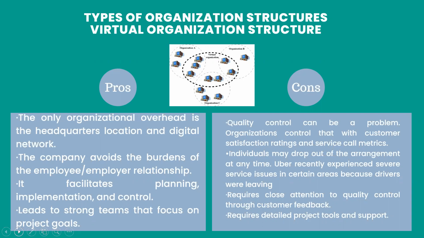So for instance, a virtual organization like the CNFO only has a small headquarters, 2 staff, and the burden of employer-employee relationship only rests with those 2. But we use people from all over the network to do things. Like the chief is in Barbados now doing some stuff. So it avoids that larger employer-employee relationship burden while receiving the benefit of having that relationship. It also facilitates planning, implementation, and control, and it leads to strong teams that focus on project goals.